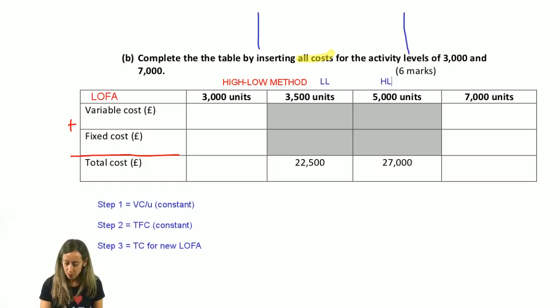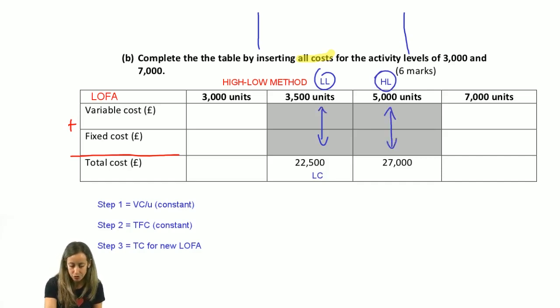And of course, once we have identified the activities, we identified the costs, so the low LOFA has the low cost, that's what we call it here, the 22,500 would be the cost we call low cost, LC, and the high level of activity of 5,000 is going to have the high cost, 27,000, that comes with it, high cost, we call it HC. So that's all we need.